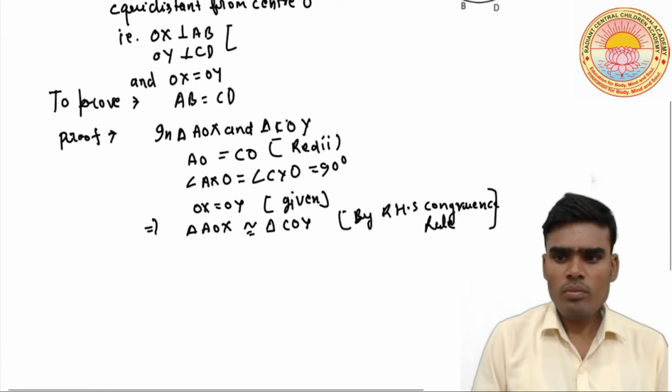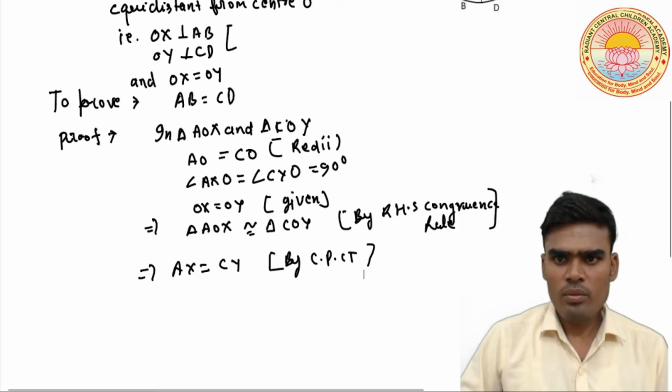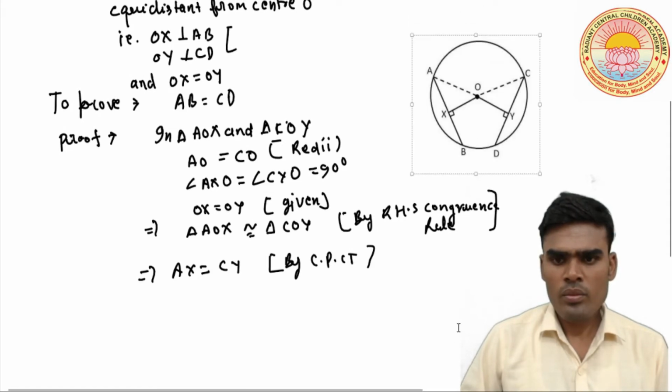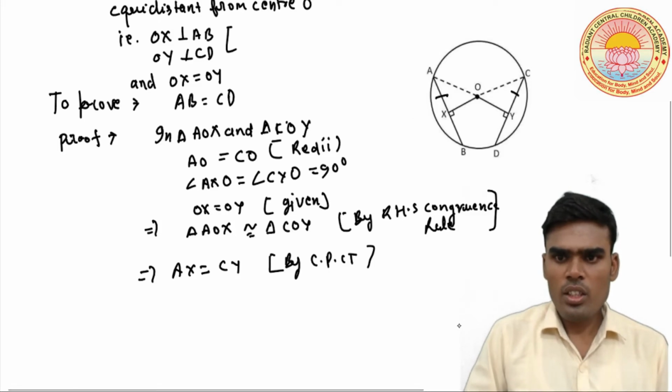Now AX is equal to CY. This is by CPCT. CPCT means corresponding parts of congruent triangles.